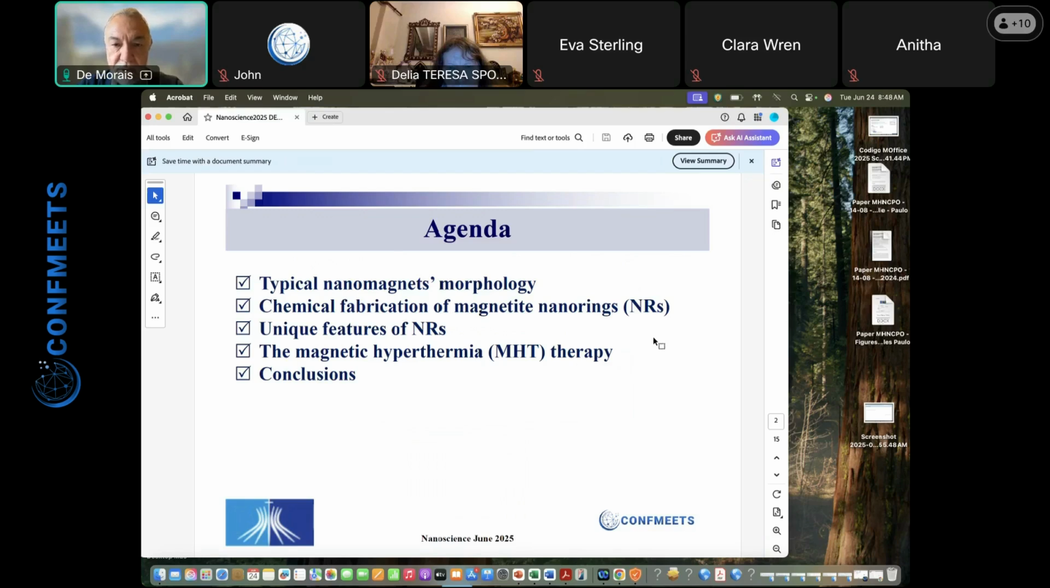So I will show you typical nanomorphology for magnetic nanoparticles, and the unusual one, which is the nanoring. And then I will briefly describe the synthesis of magnetite nanorings. And then I will show you some unique features of nanorings. And finally, their application in magnetic hyperthermia. And I will come at the end to conclusions of this talk.